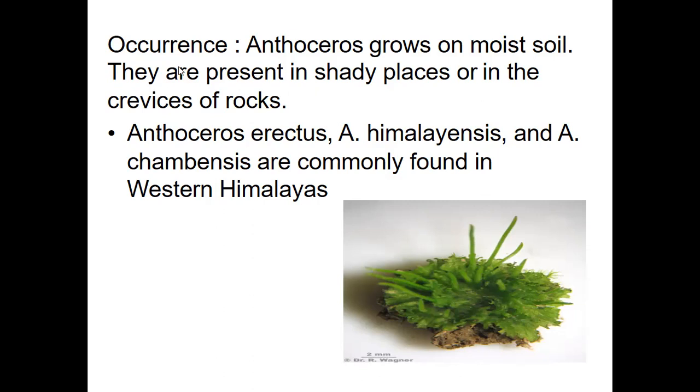When we talk about the occurrence, it is also a terrestrial bryophyte growing in moist soil and in shady places. Some species of Anthoceros generally found in India are Anthoceros erectus, Anthoceros himalayensis, and Anthoceros cambensis. These are the three important and dominant species of Anthoceros, generally found in the Western Himalayas region.